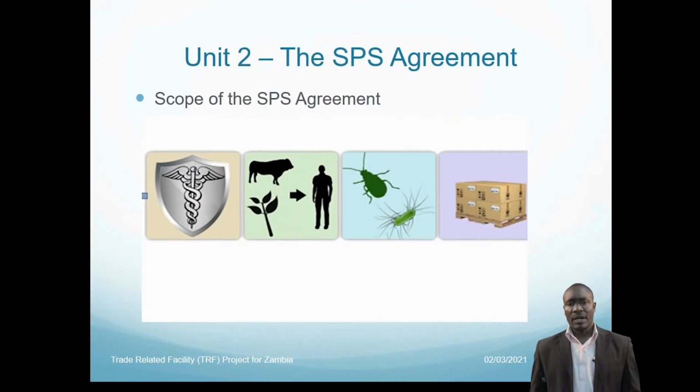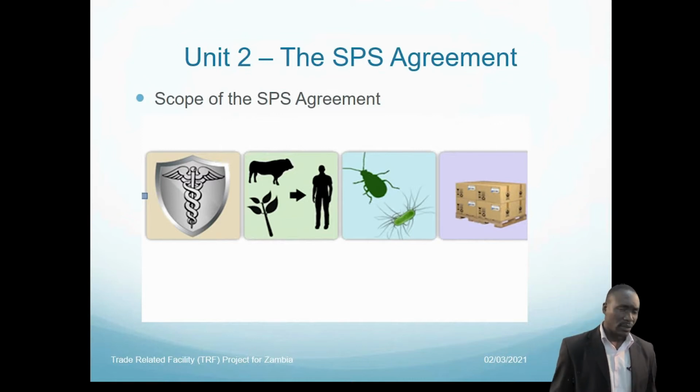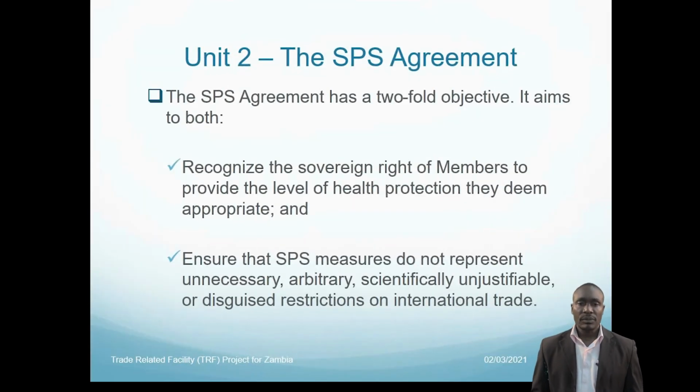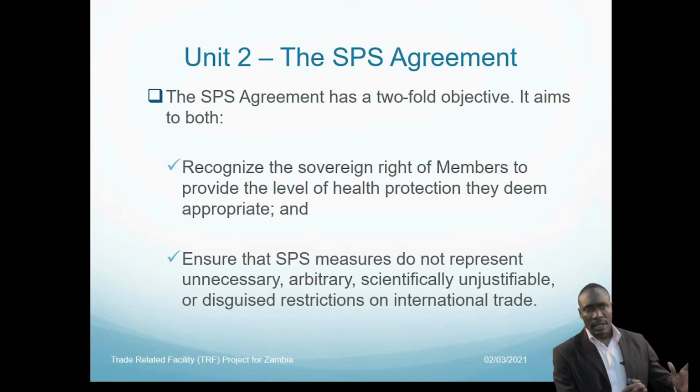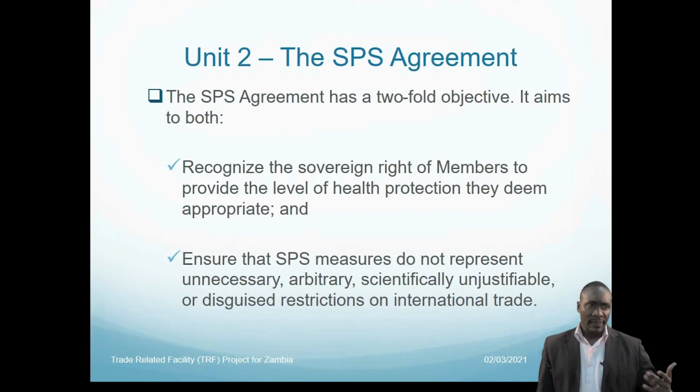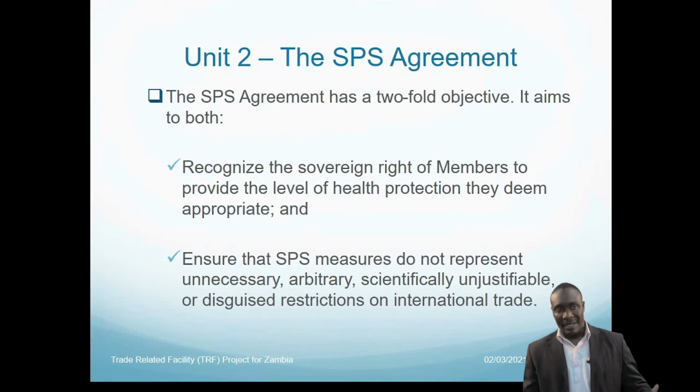Okay, so the scope of the agreement will cover the animals, plants, and humans, with respect to food safety issues, toxins and other chemicals, pests, diseases, and how everything interacts. We have said this already: the SPS agreement has two aims. First, to recognize the sovereign right of the members to provide the level of health protection that they themselves deem appropriate. The country will say we have these measures, and we deem them enough to give us an acceptable level of protection.